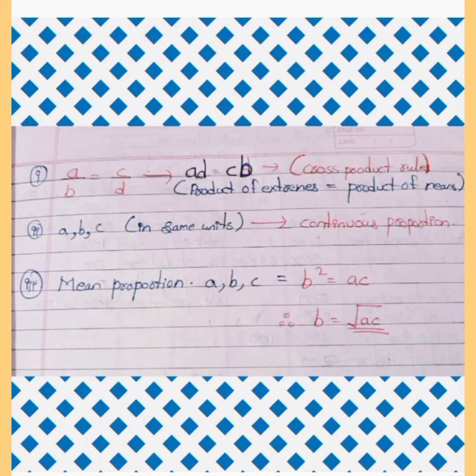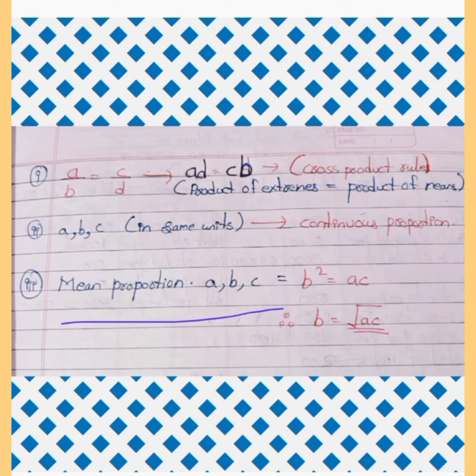Now let's move on. Here you have been given A, B, C in the same ratio. When A, B and C are in the same ratio, then it is known as continued proportion. Just remember it. Now let's move on to the third one, mean proportion. When we say mean, you know how to solve it: by the use of square.